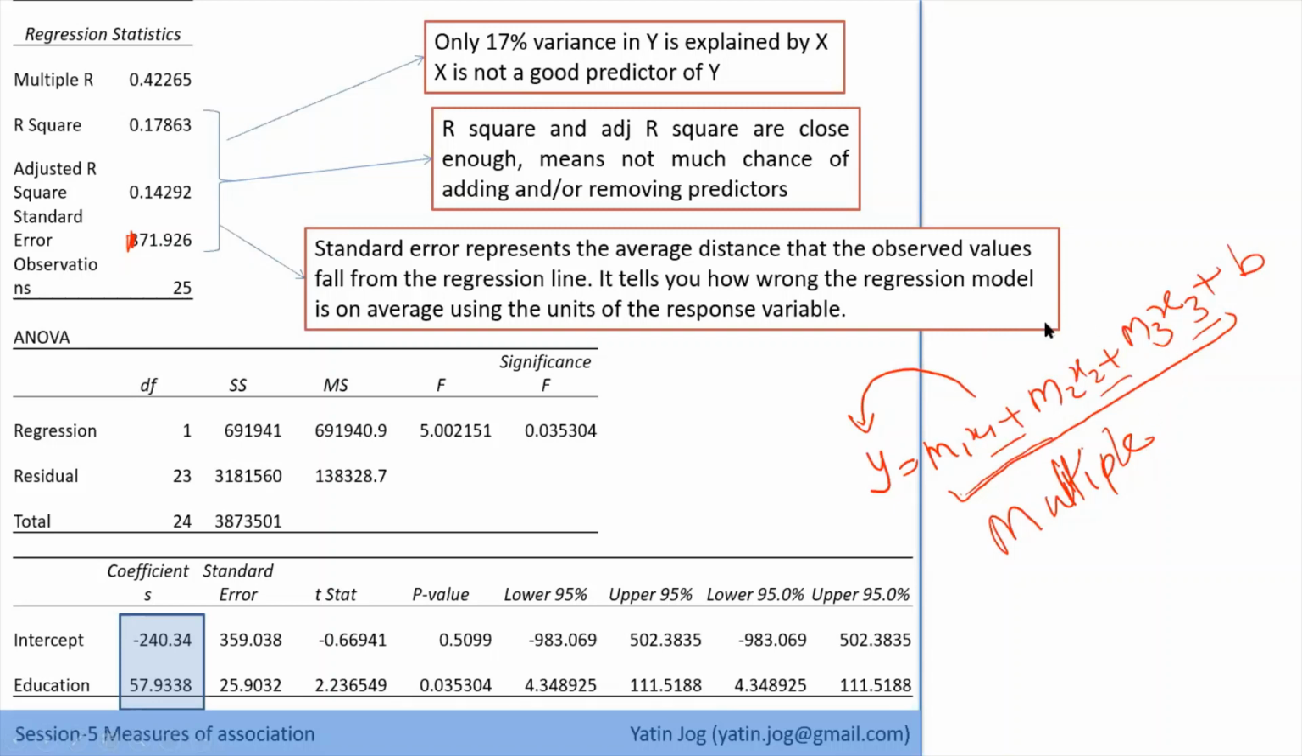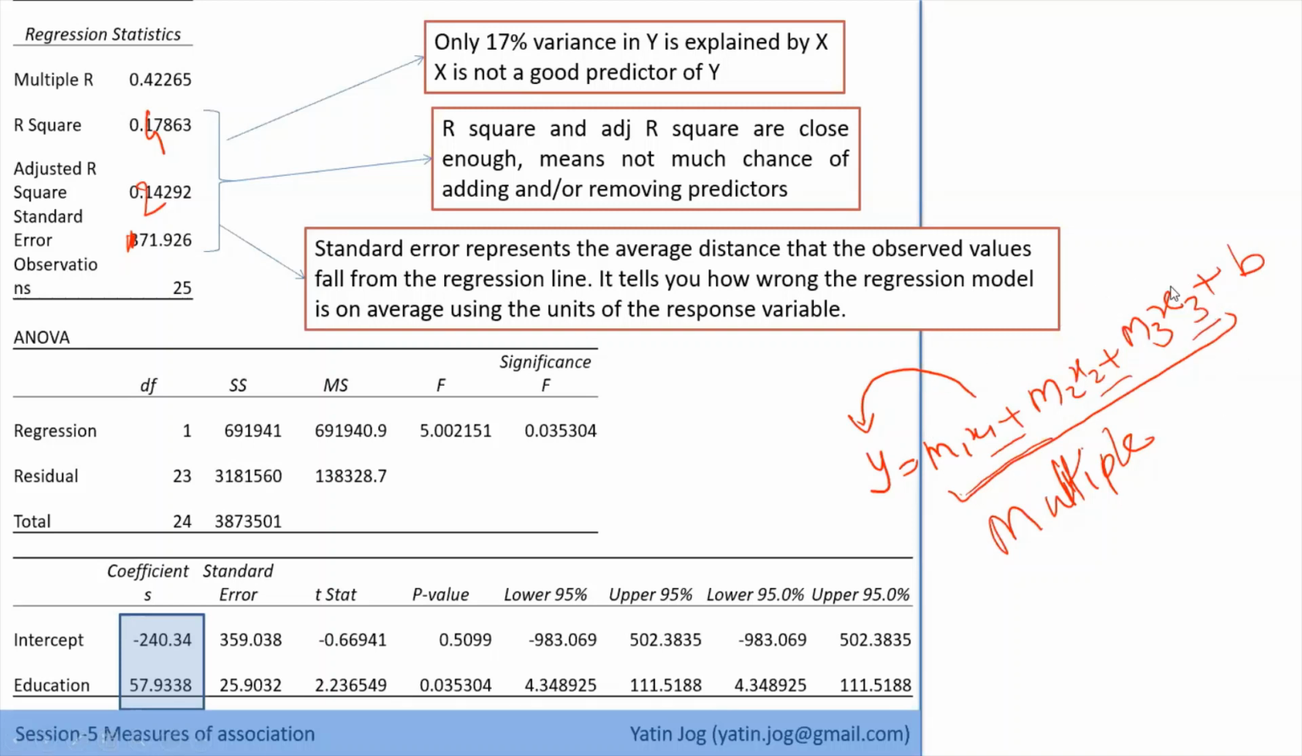Now, if the difference is huge, suppose the R square is instead of 0.17, say 0.47, and the adjusted R square is say 0.24, something like that. In that case, the difference is huge, 0.2 something. So if the difference is huge, I have to reconsider all the independent variables in my equation.